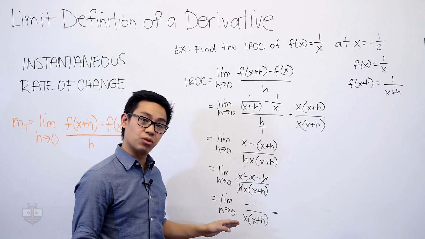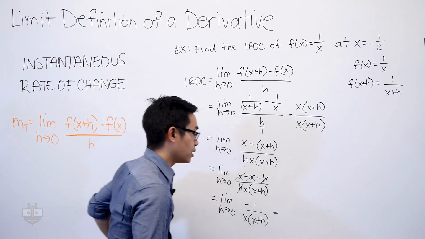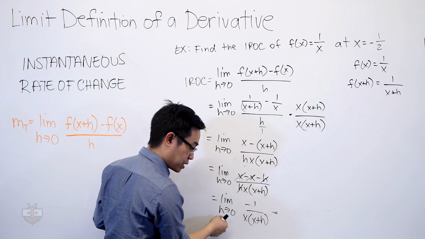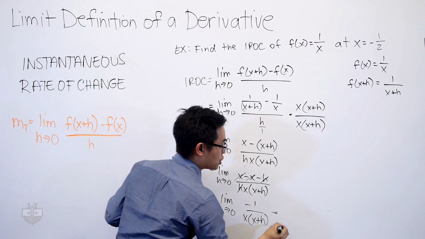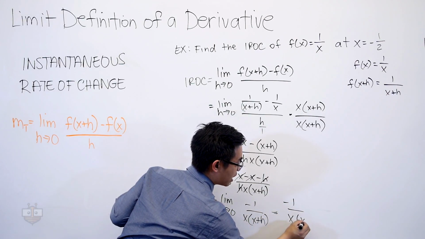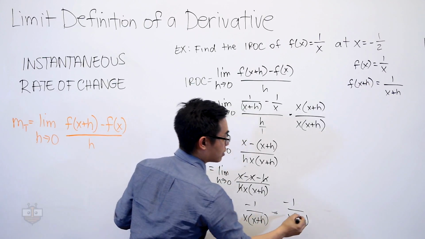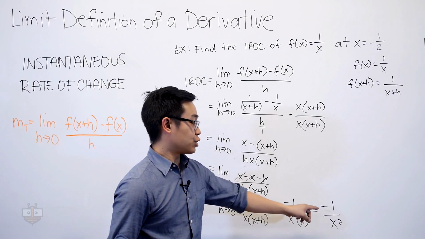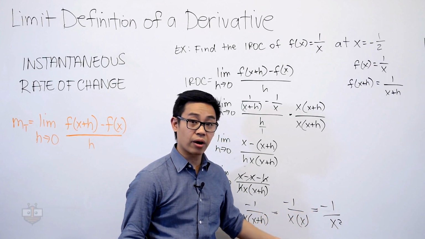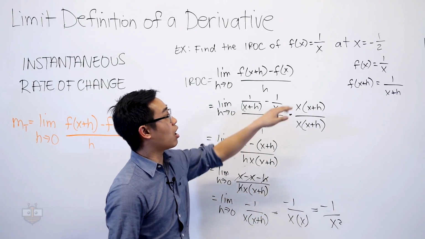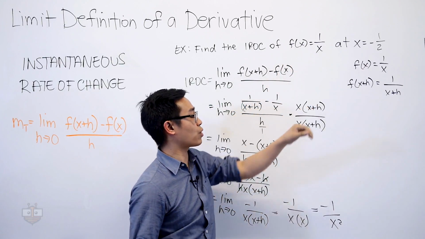Now that we've canceled out the h, we'll be able to sub in. When we sub in, we're going to be subbing in for 0, not for x, because it's as h approaches 0. So you get negative 1 over x times x plus 0. That leaves us with negative 1 over x squared. The derivative, negative 1 over x squared, gives us the slope of every tangent on the function f at x is equal to 1 over x.